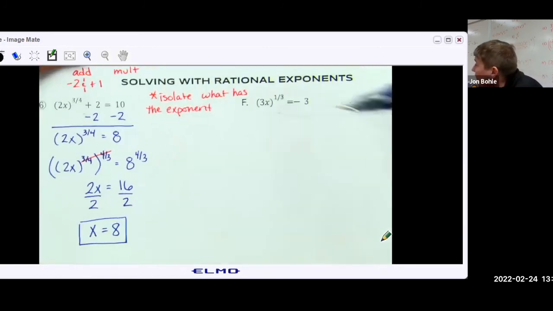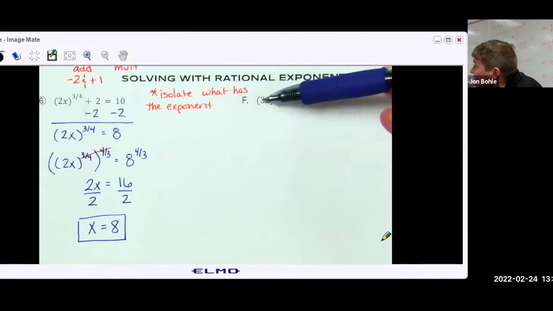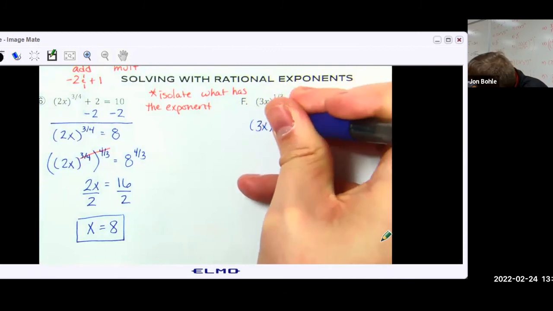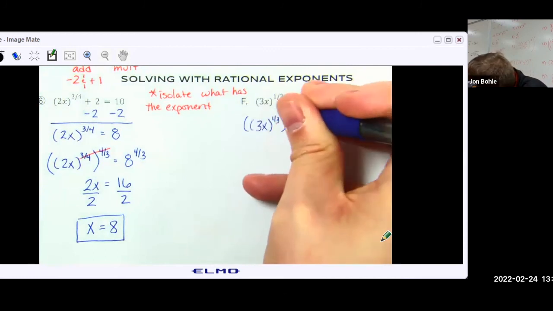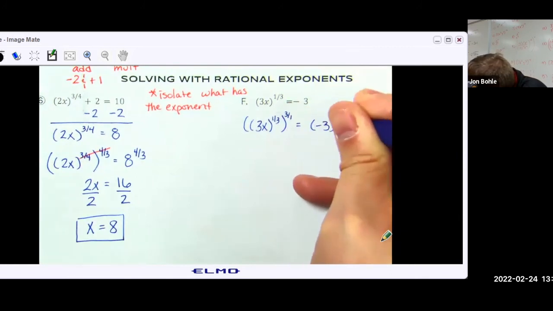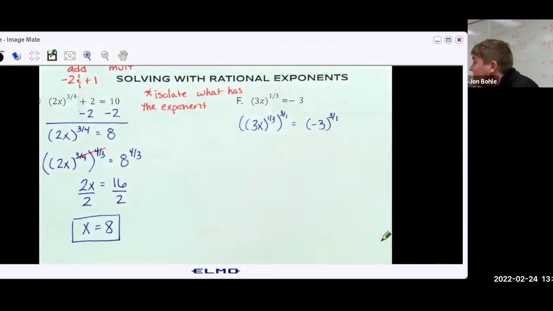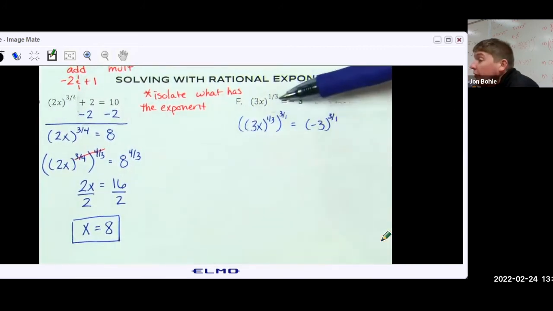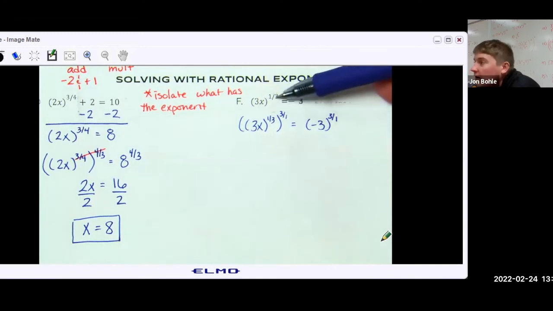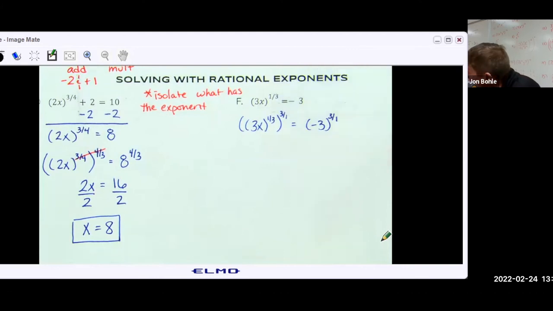Do I have to do anything to get this 3x by itself? No, so I just have to undo the 1/3 power. How do I undo the 1/3 power? The 3/1 power. It is literally cubing. And this makes sense because the 1/3 power is actually the cube root. And how do you undo cube roots? Cubing. You get what I'm saying, right? The 1/3 power is the cube root. How do you undo cube rooting? Cubing.